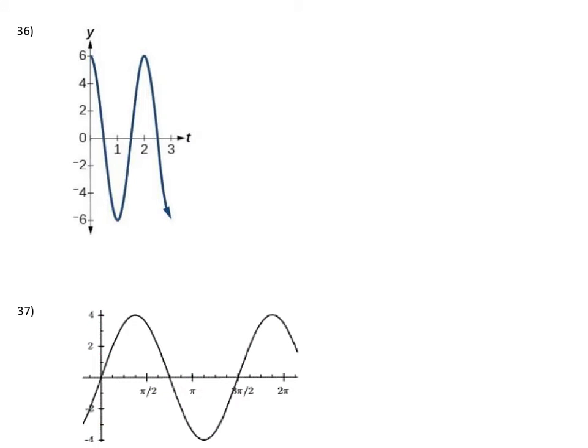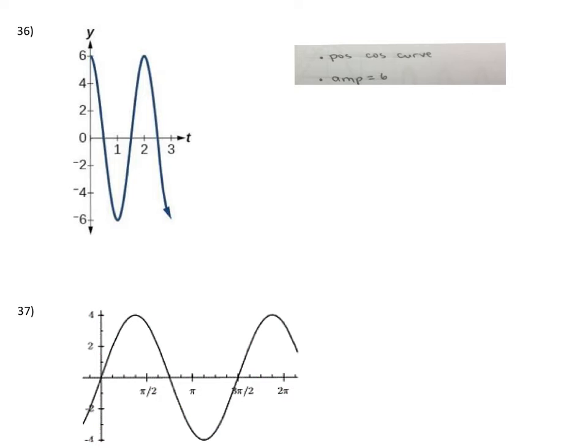Okay, so in number 36, we have a cosine curve. Okay, again, it's not sine because it's not going through 0, 0. And it's a positive cosine curve because on the y-axis, we're starting high instead of low. All right, so we have a positive cosine curve. The amplitude is 6. And the frequency, we're going to have to use our formula. Frequency equals 2 pi divided by the period.